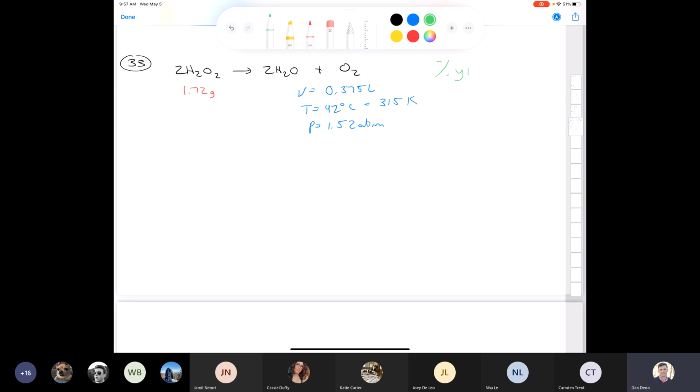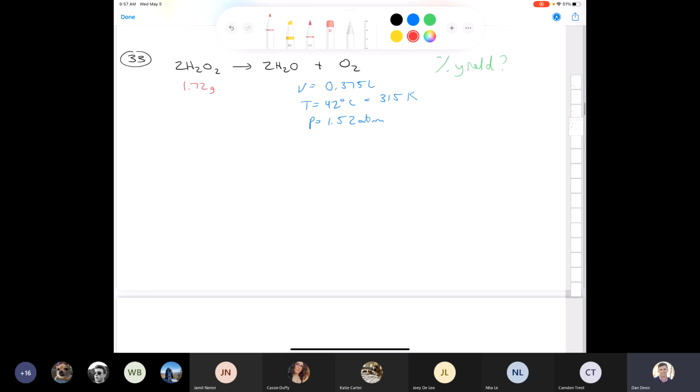That's the whole point of the problem. What is the percent yield? Why don't we figure out the theoretical yield first? Because if I start out with 1.72 grams of hydrogen peroxide, I don't even have to think about it. This isn't a limiting reaction problem. But if I have 1.72 grams of hydrogen peroxide, let's figure out how many moles of oxygen I could make.